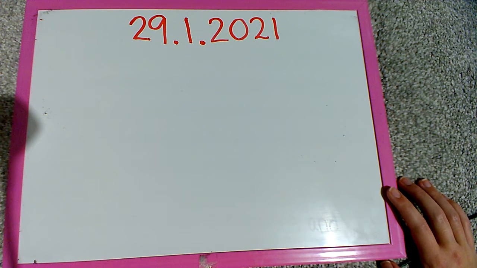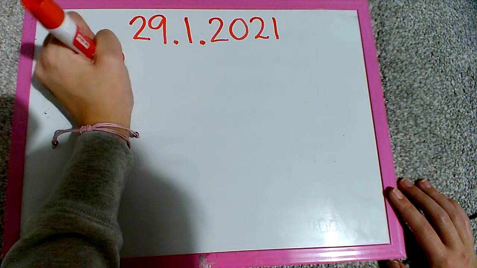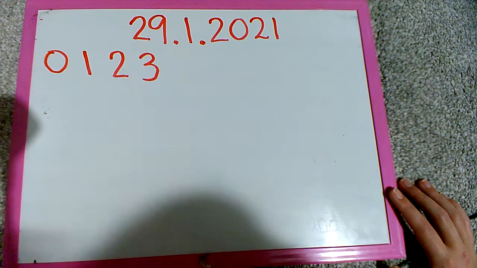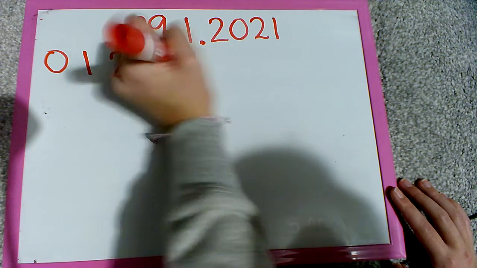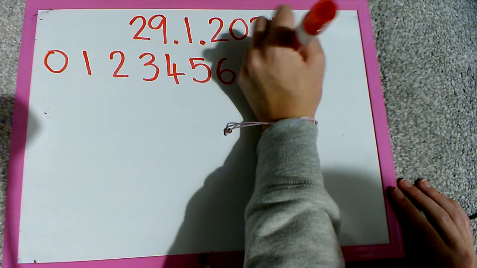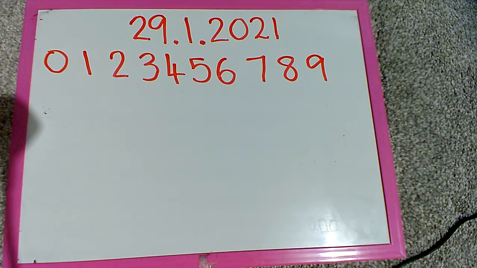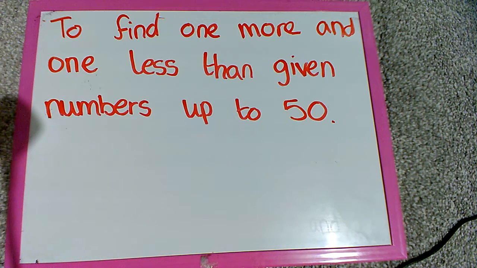And we also need to practice our numbers. Remember, we start at 0 and go up to 9. So 0, 1, 2, 3, 4, 5, 6, 7, 8 and 9. I'd like you to pause the video here and have a go at writing the date and your numbers.